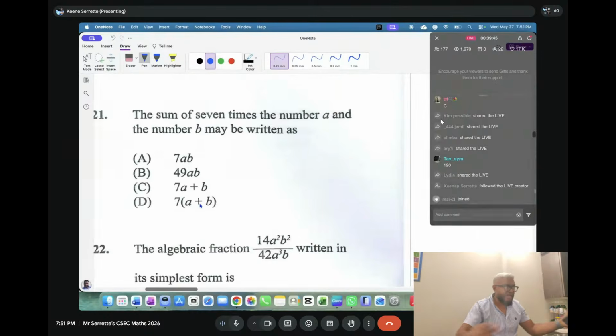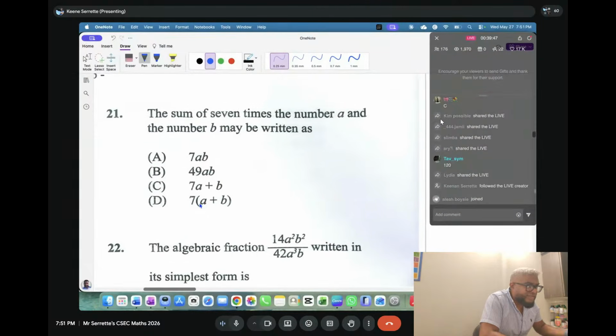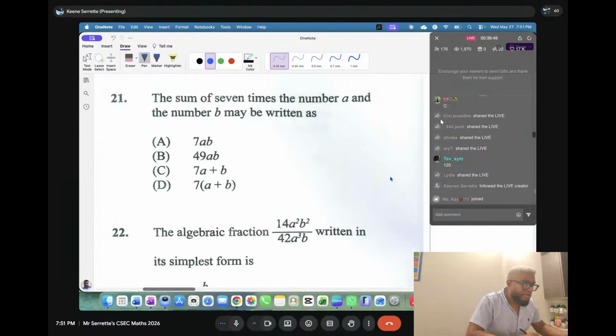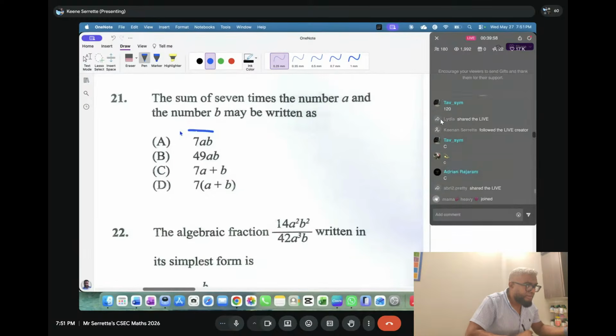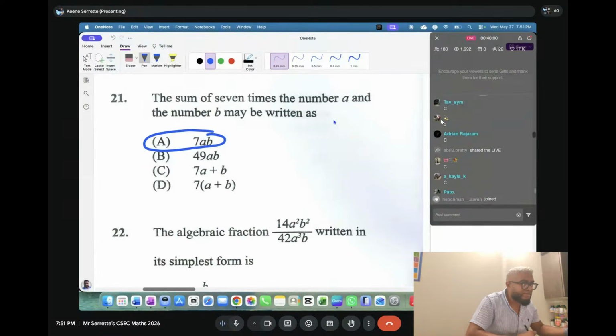A little more time. The sum of 7 times a number, 7 times the number A and the number B is written out. Come on. What's it? A. Right? Product. Not product, sorry. 7 times. Times means to multiply. Right? So, wait. No. What was A?